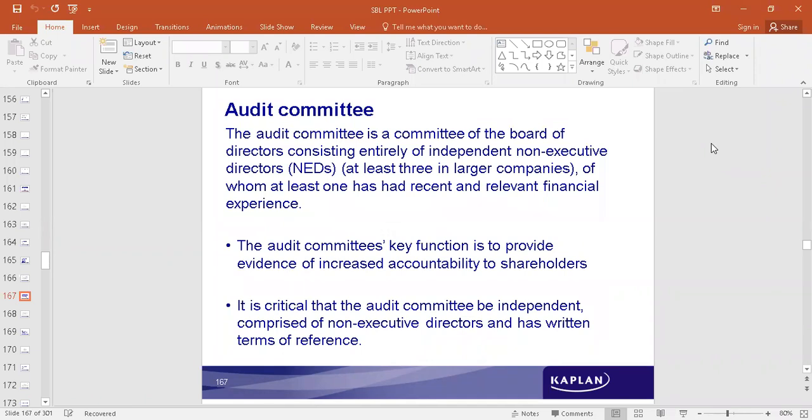So now we've come to audit committee. How many committees did we learn till now? Which committee are we going to learn now? Can you mention which are the committees which we have learned? Any one of you? At least one. What committees did we learn?